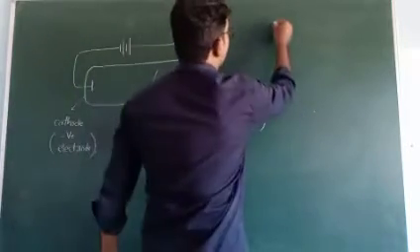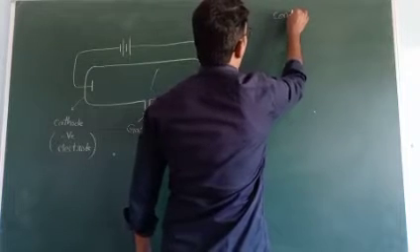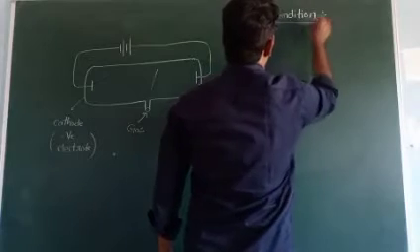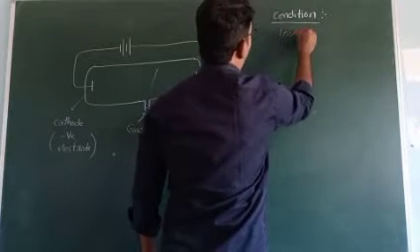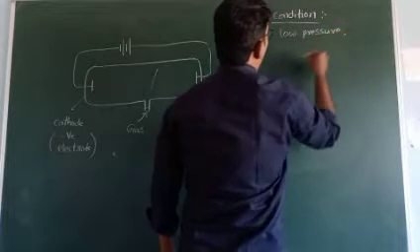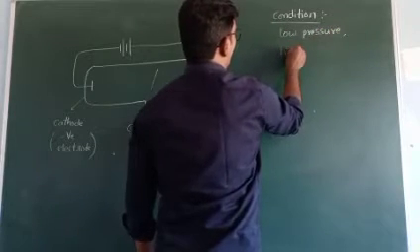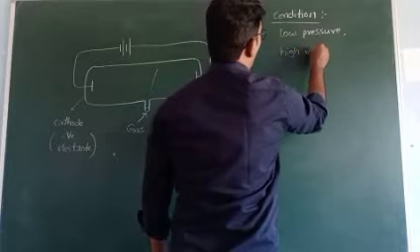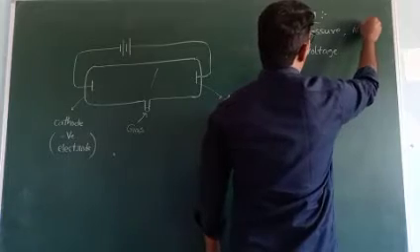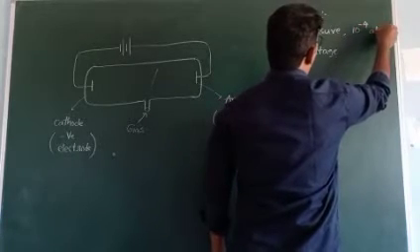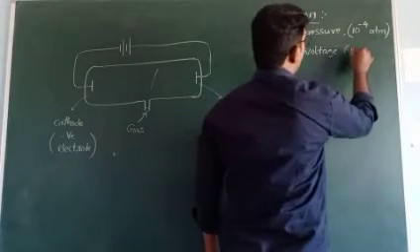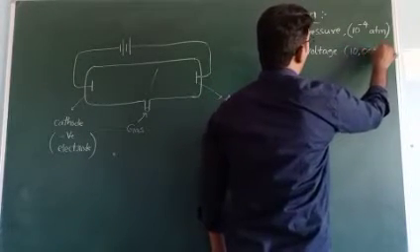The condition is low pressure and high voltage. Low pressure means nearly 10 to the power of minus 4 atmospheres, and voltage is 10,000 volts.